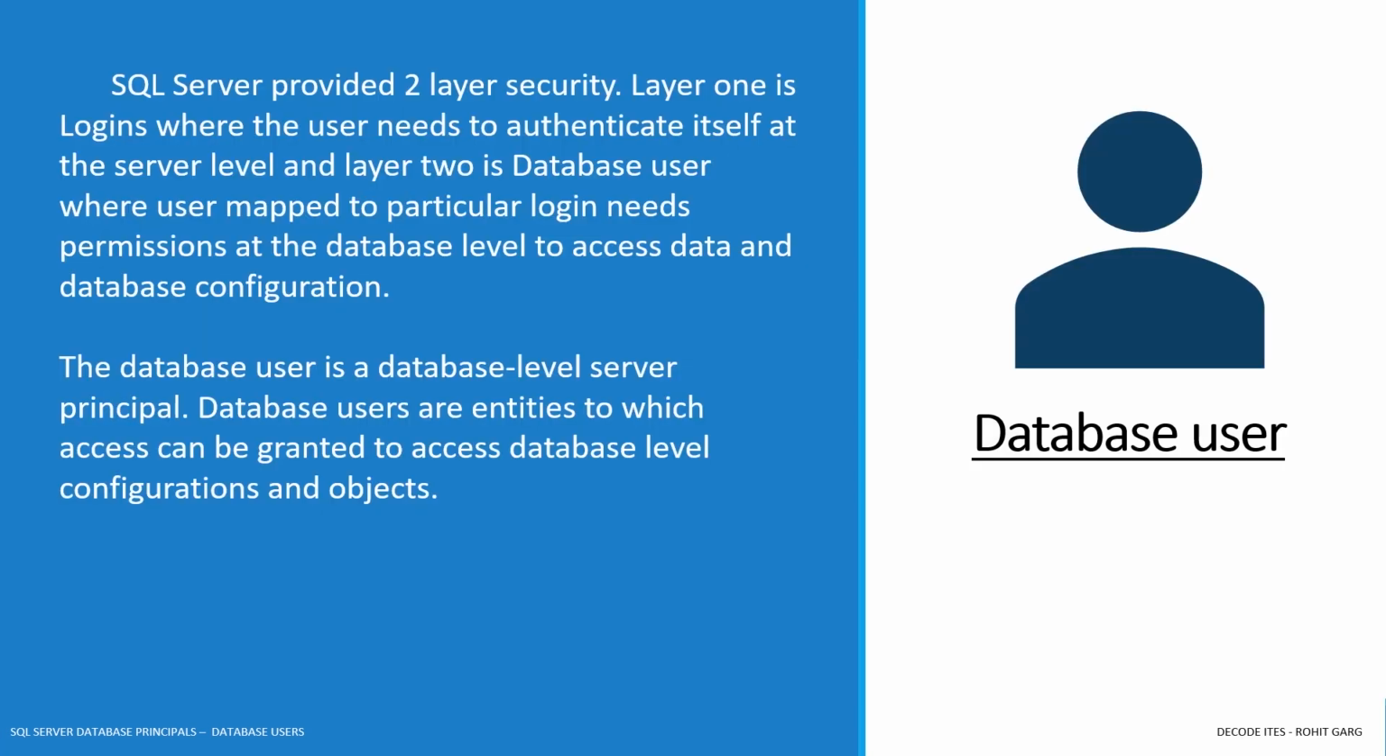What is a database user? SQL Server provides two-layer security. Layer 1 is login, where the user needs to authenticate itself at server level. We discussed how login authentication works in our previous session of the SQL Server security module. Layer 2 is database user, where a user mapped to a particular login needs permission at database level to access data and database configurations. The database user is a database level principal. Database users are entities to which access can be granted to access database level configurations and objects.